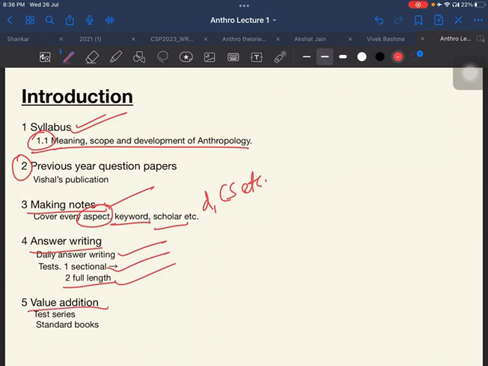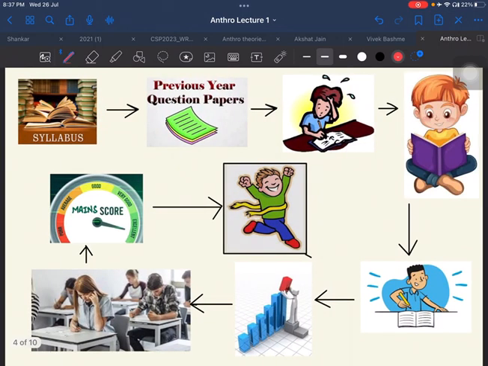Now, there will be value addition. Value addition will be from the solution of the test series, where some case studies, examples, etc., that have not been covered in our notes, we will include them from there, and also we will add value and depth to our notes from the standard books. So, this is the basic plan here.